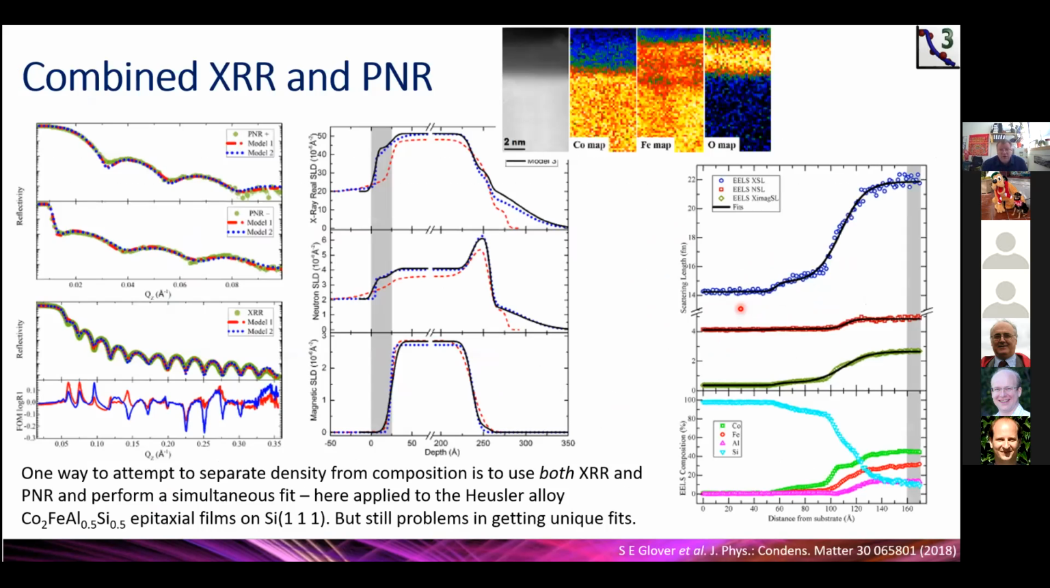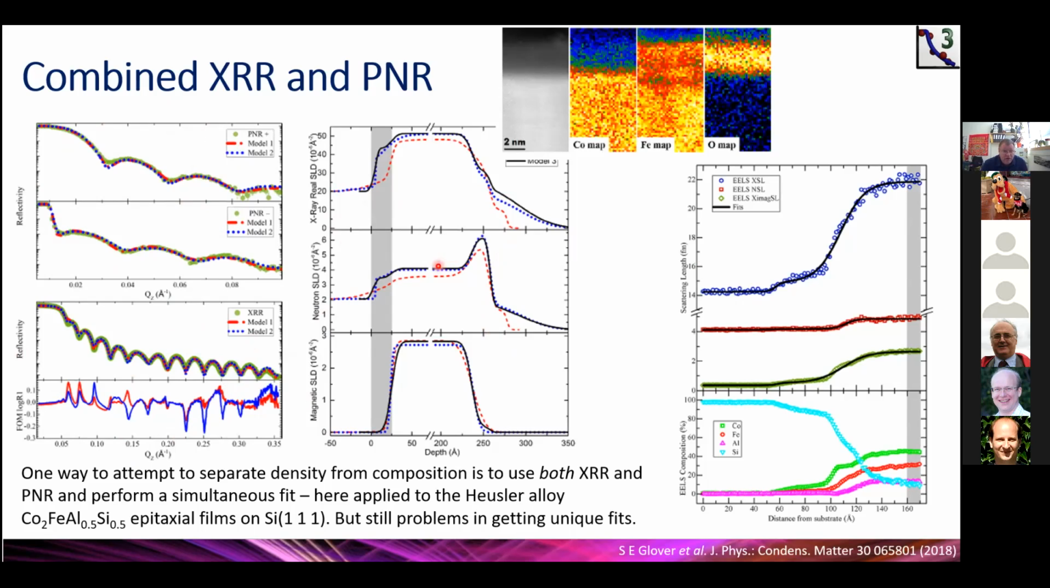So one thing that a lot of people do, of course, is to combine multiple techniques. So in this case, we have a cobalt iron aluminium silicon Heusler alloy on silicon, and we were trying to measure the composition and the structure of it from both a magnetic perspective and also from a structural perspective. And you can see on this left panel here, we've got various different models to fit the data, and actually the SLDs that those different models have are quite different.